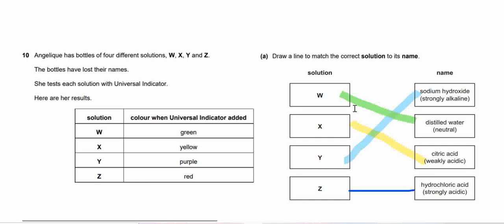Here we go. W is distilled water. W is green. X is citric acid, weakly acidic. X is yellow. Y is sodium hydroxide, strongly alkaline, because Y is purple. Z is red, so red is hydrochloric acid, strongly acidic. Let's see the explanation. So here we go.